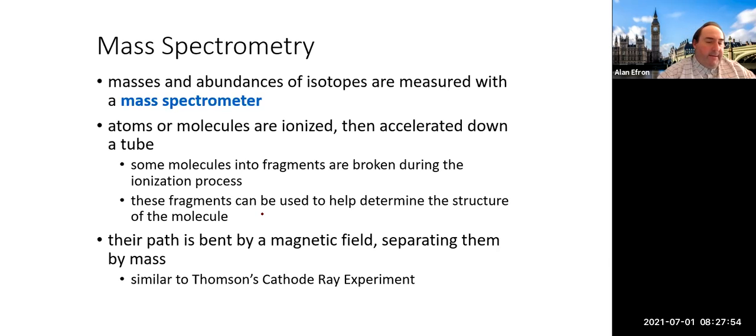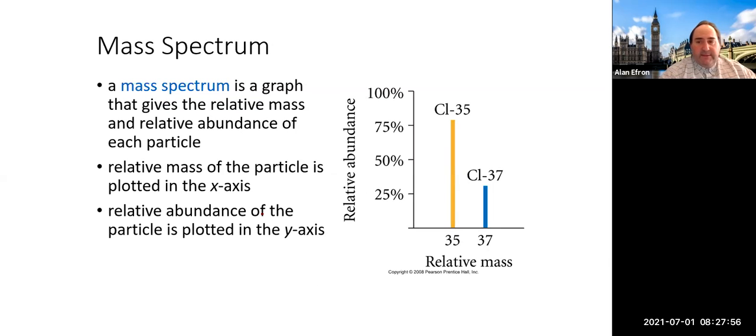And what ends up happening is we get these graphs like we see here on the right, and we get the relative masses of these different isotopes. As you can see here, we're looking at chlorine 35 and chlorine 37. And we also get the relative abundances that they come out at, 75-ish percent, roughly 25-ish percent. It's roughly 100%.